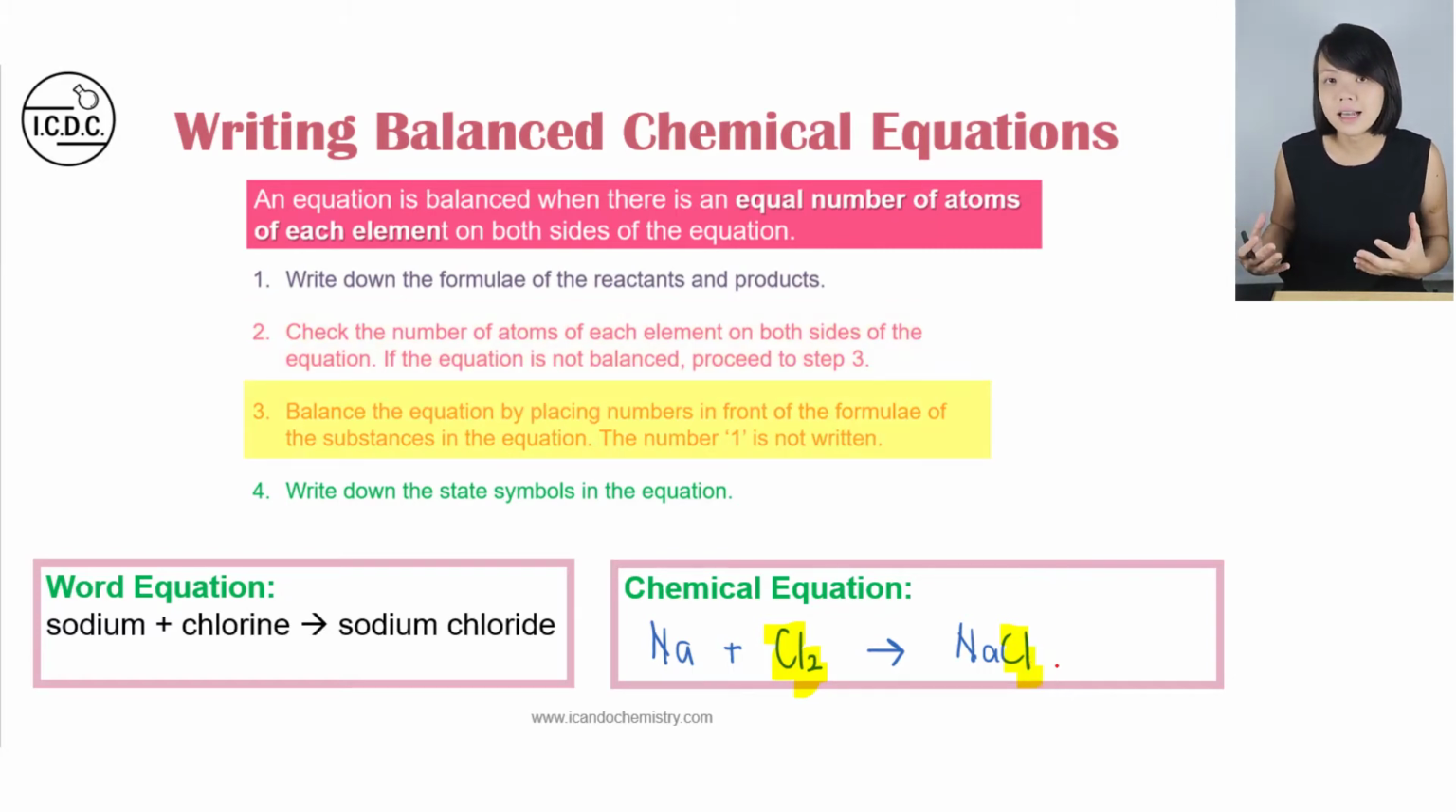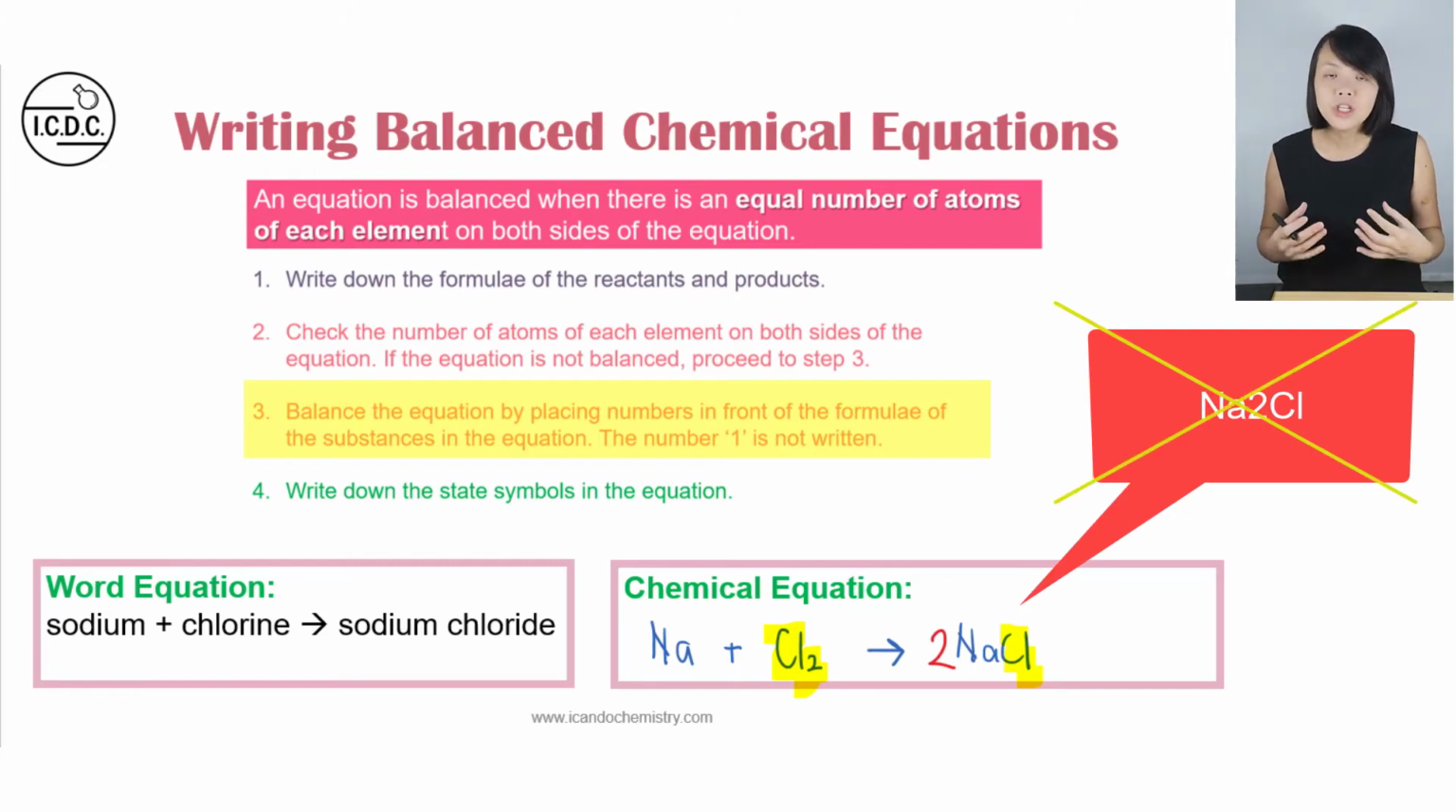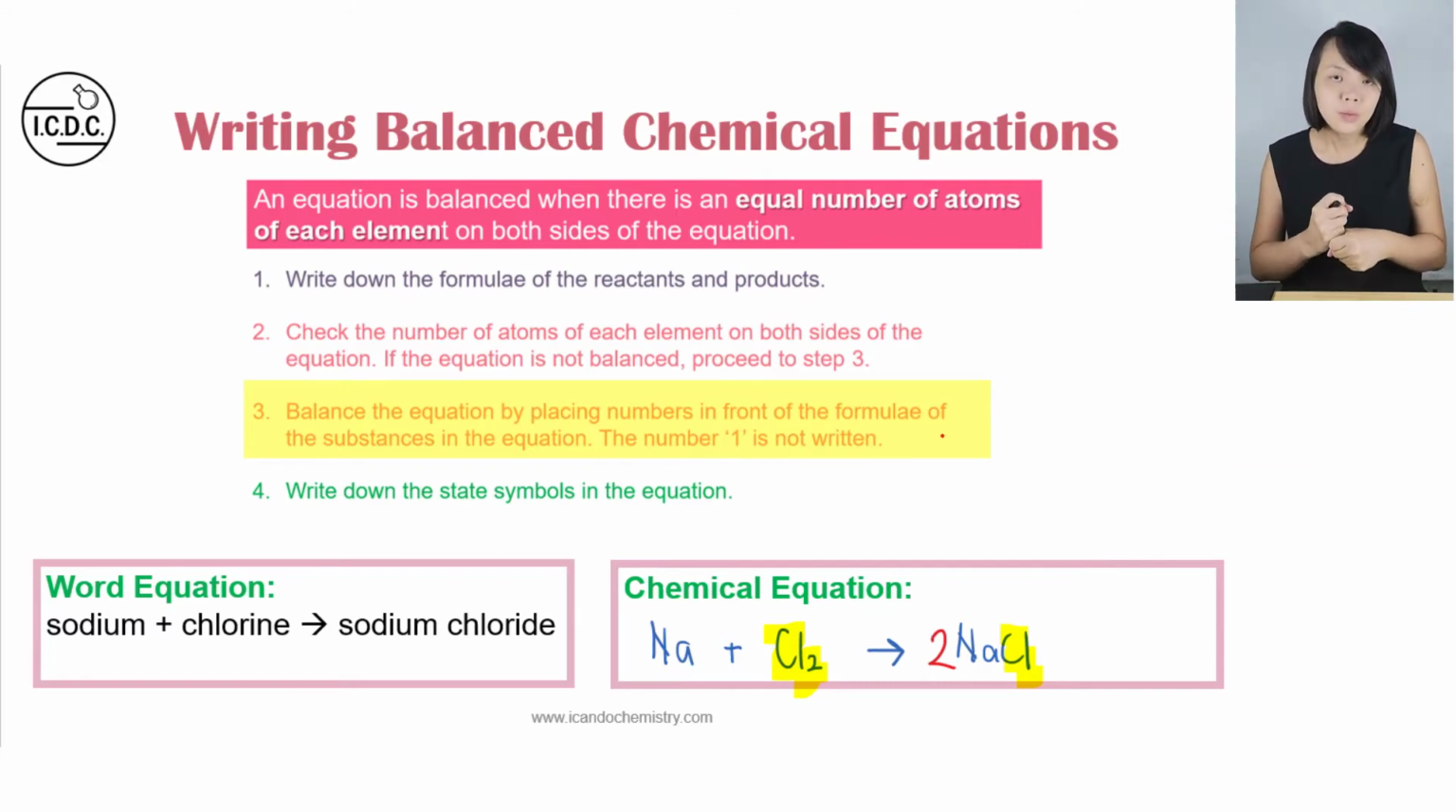Now, step 3 states that we need to balance the equation by placing a number in front of the formula of the chemical substance. So if the left hand side has 2 chlorines, in order to balance the number of chlorine, we will need to add a 2 in front of NaCl. We can't add a 2 just in front of chlorine at the product because at the right hand side, chlorine is already bonded to sodium. They are bonded as one substance. So we need to add a 2 in front of the whole substance, which is 2 NaCl.